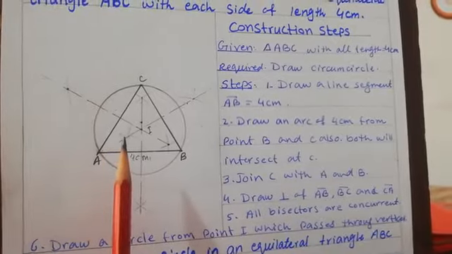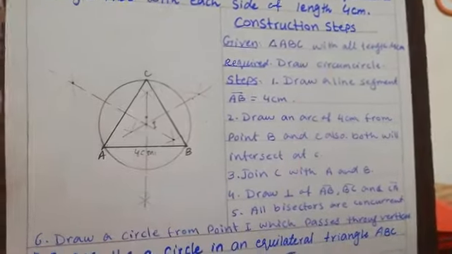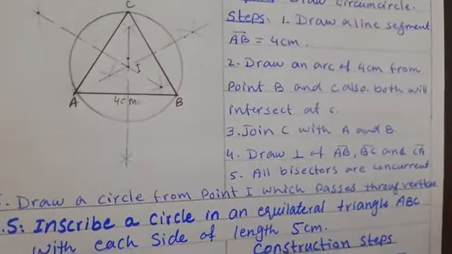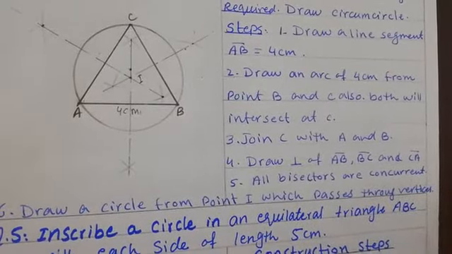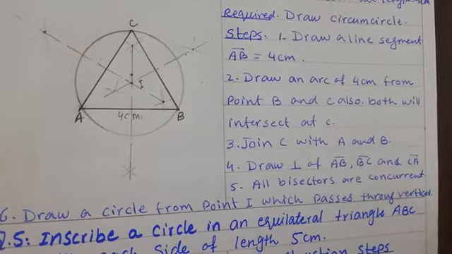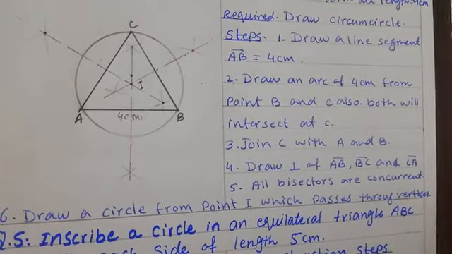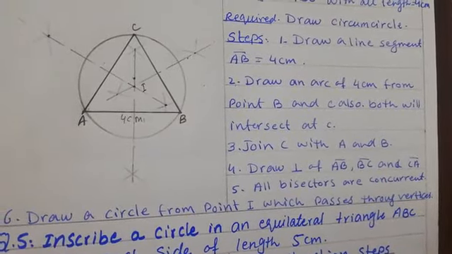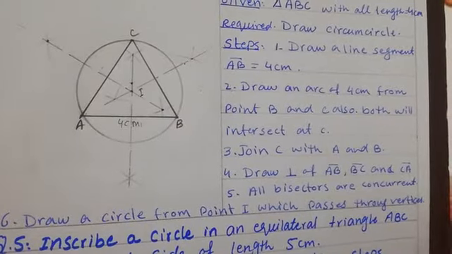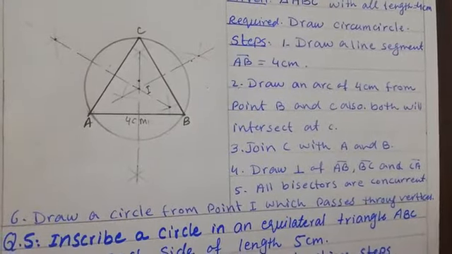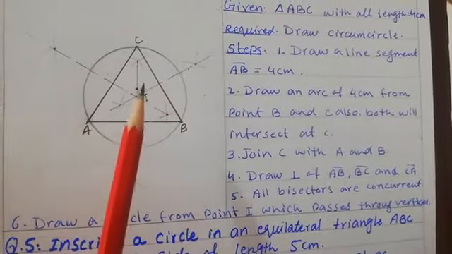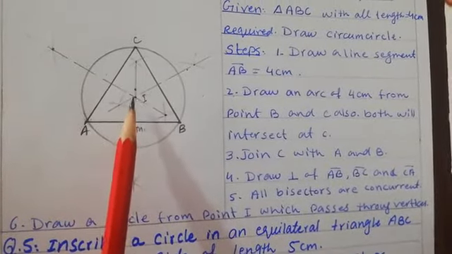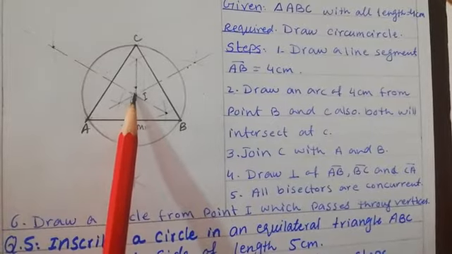How can you draw this perpendicular bisector? This method we have discussed in detail in our exercise 13.1. So if you want to see this method, then you can go to that video, open it, and understand the rule of how we can draw the perpendicular bisector. All the perpendicular bisectors of all the sides intersect with each other at the point I. Point I is the center of the circle.